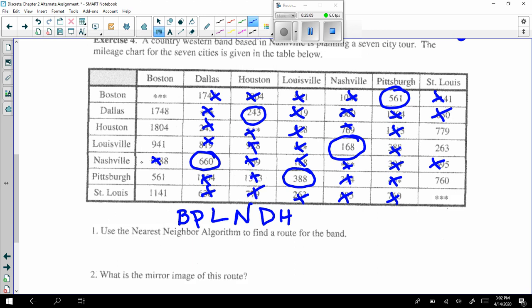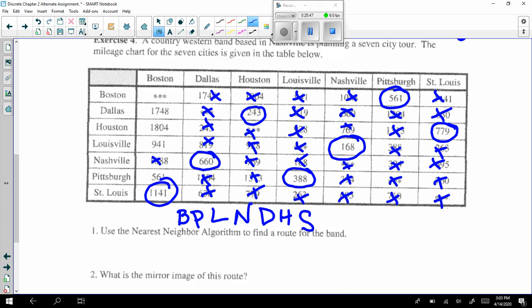So then from Houston, I don't want to go back to St. Louis, right? Because we already did. Oh, wait. What did I do? 1, 2, 3, 4, 5. Oh, wait, I have one more to do. Houston. Okay, so from Houston, I don't want to go back to Boston, so I want to go to St. Louis. So I go to St. Louis. And from St. Louis, I go back to Boston.